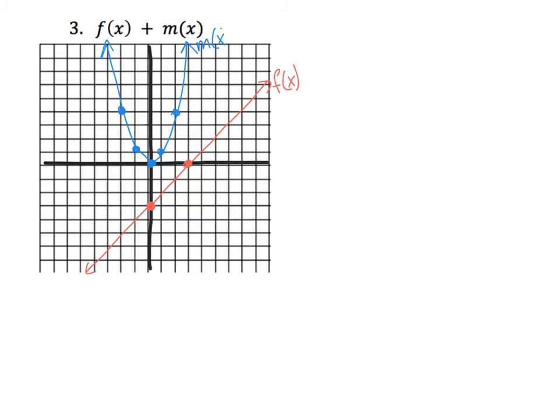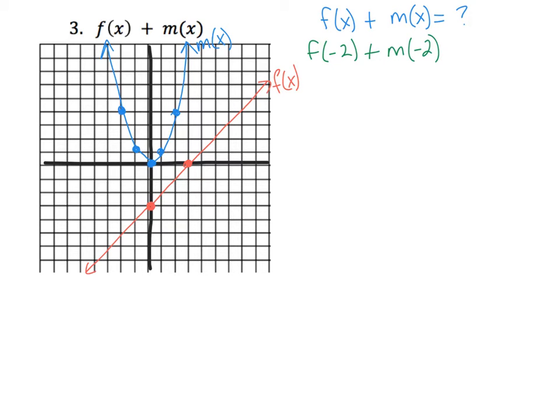So we're going to have to be strategic in choosing the points that we're using to add these. Remember, x is the input, and then f of x or m of x is the y, the output that we get. So we're trying to find a line or a graph that represents f of x plus m of x. So let's choose the x values where the parabola, the quadratic function, has points. So let's start with -2. So f of -2 plus m of -2.